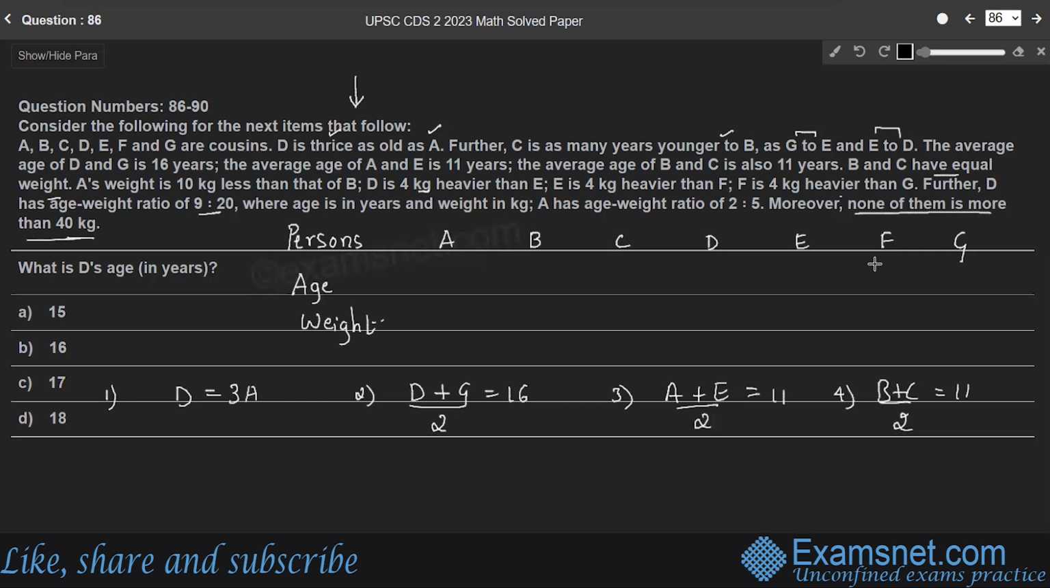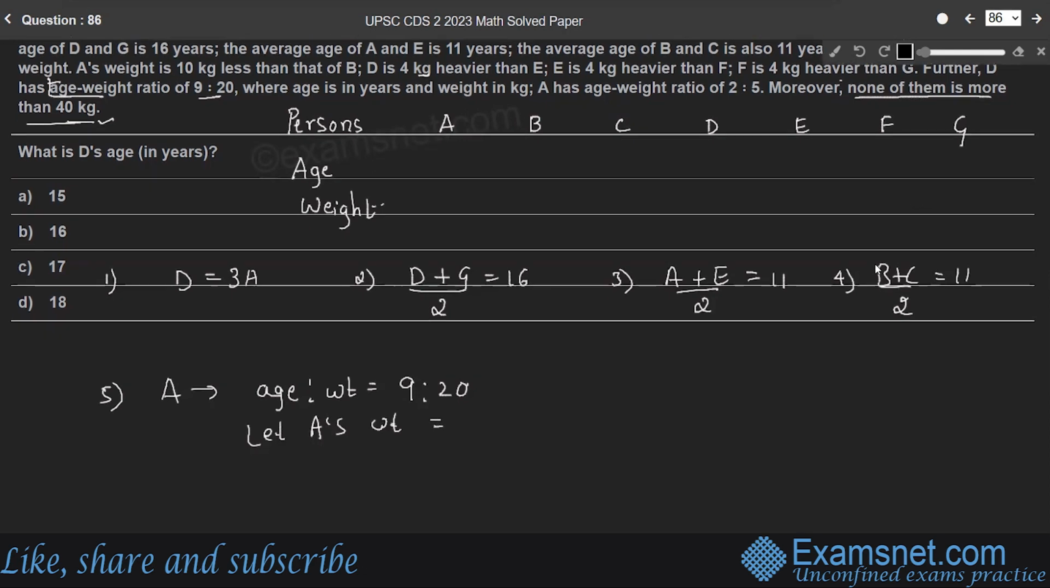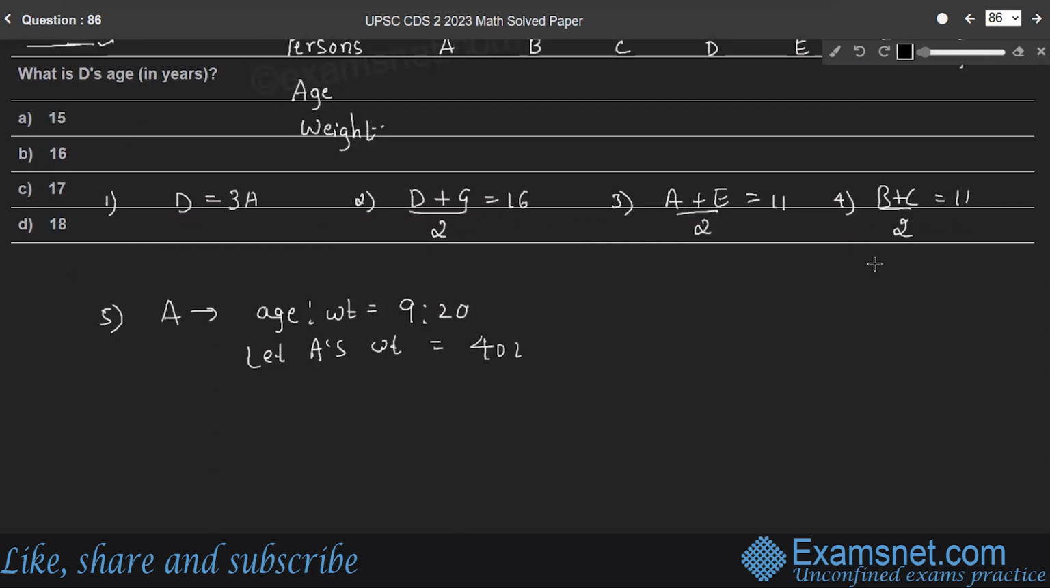And it is given that D's age weight ratio is 9 is to 20. We'll take this point first, right? Fifth point is D's age weight ratio. Age to weight ratio is 9 is to 20. It is given that none of them is more than 40 kg weight, right? Therefore, we'll consider let D's weight be, since the multiple of 20 is 40, we'll consider 40 kg, right? Then his age will be twice of 9, which is 18 years.